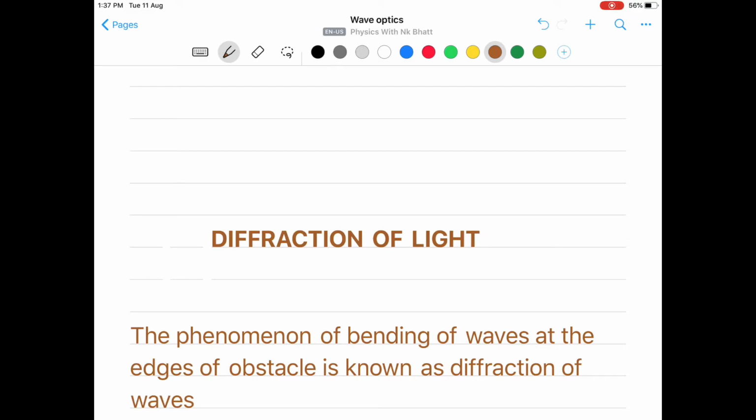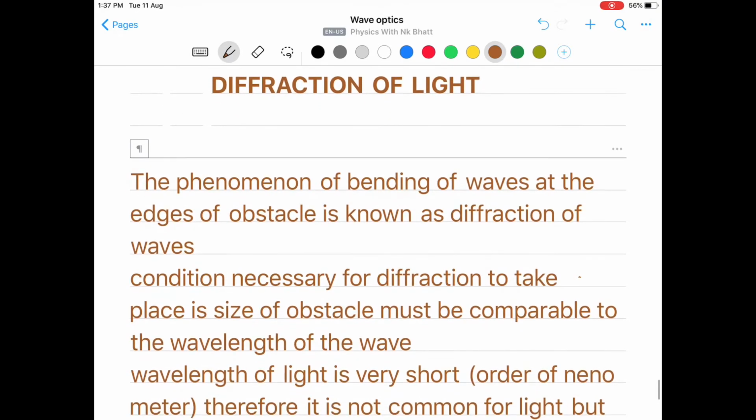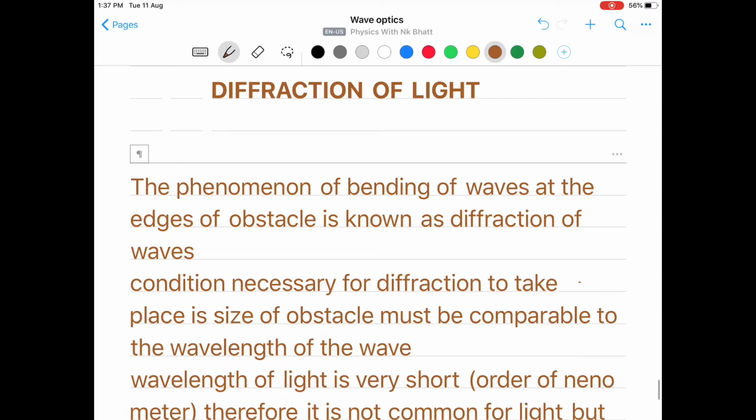This phenomenon is diffraction. The very first and foremost thing to understand about diffraction is under what condition it occurs. That is the major part of diffraction. The condition for diffraction to take place is that the size of the obstacle must be comparable to the wavelength of the wave. If this condition is not satisfied, then diffraction will not take place.